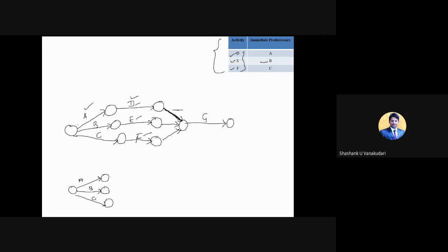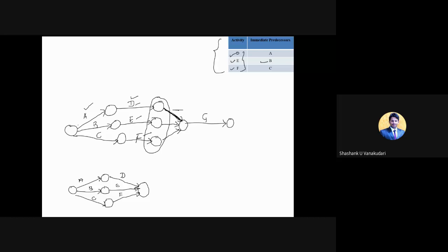Now what I'm going to do is, this is activity D. I'm just combining these three nodes into a single node. So activity D and activity E, and this is activity F. Now I am going to make one single node by clubbing these three nodes. And now again I am going to check the conditions given in the question, whether anything has changed or not.